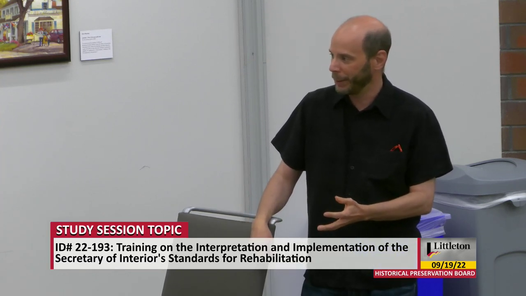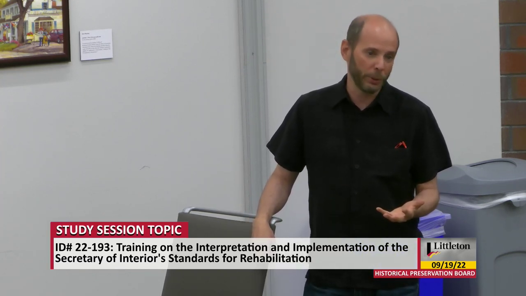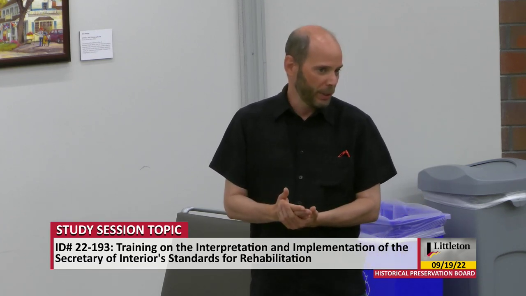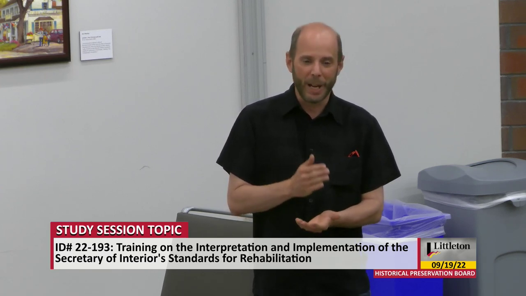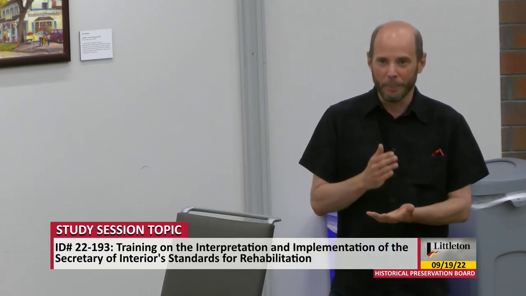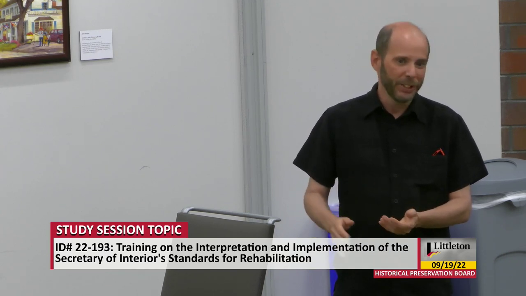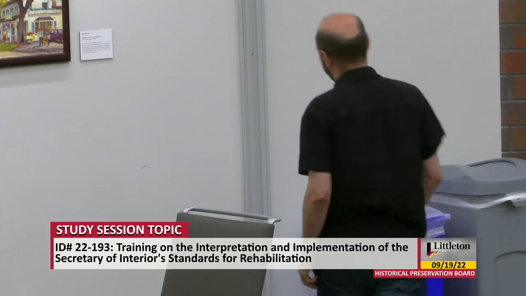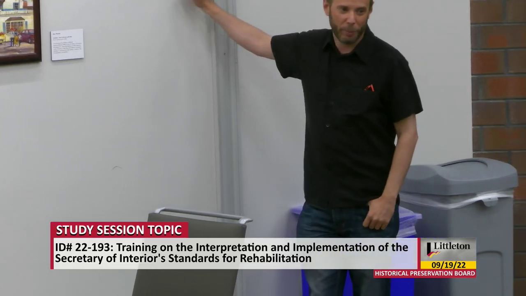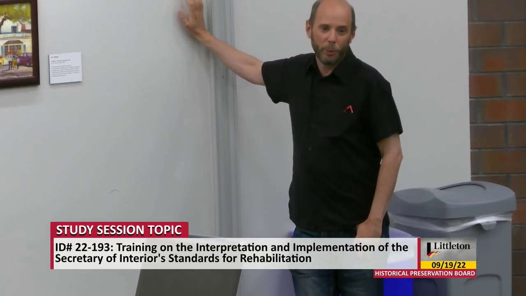A bulk of the standards is about keeping historic features. So that's probably the biggest thing to take away. Standard number 6 is the one you'll probably use the most often. If you have a material that is deteriorated, your first step is to repair it rather than replace it. So let's say I got a wall, let's pretend this wall is plaster and it's not drywall, but if it were plaster, my first goal would be to keep this where it is.